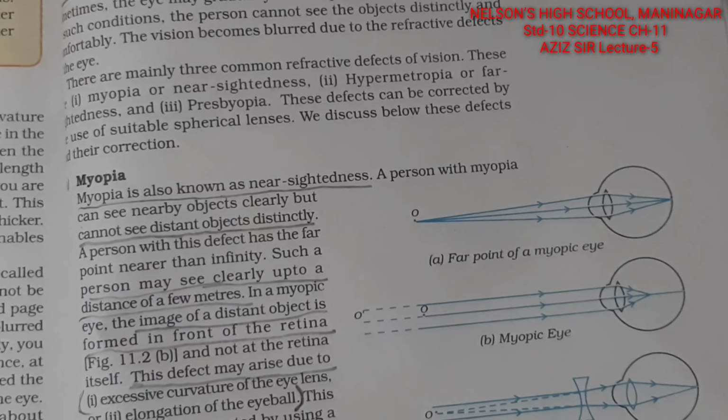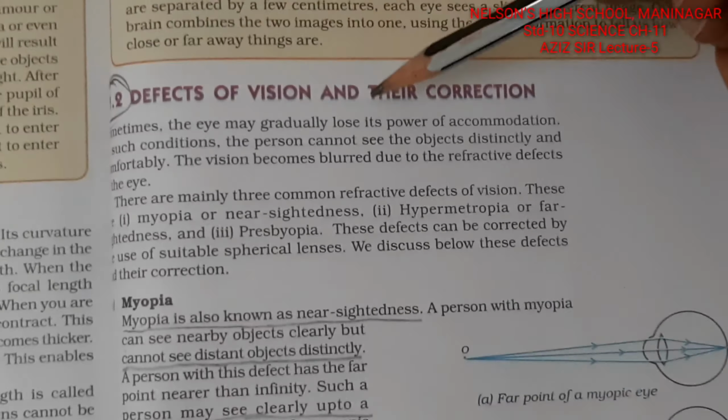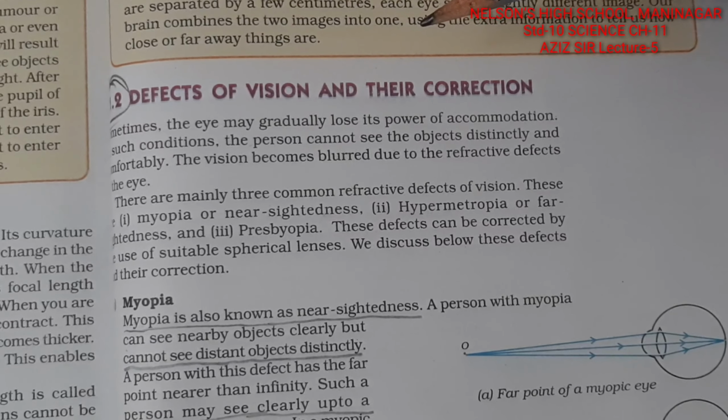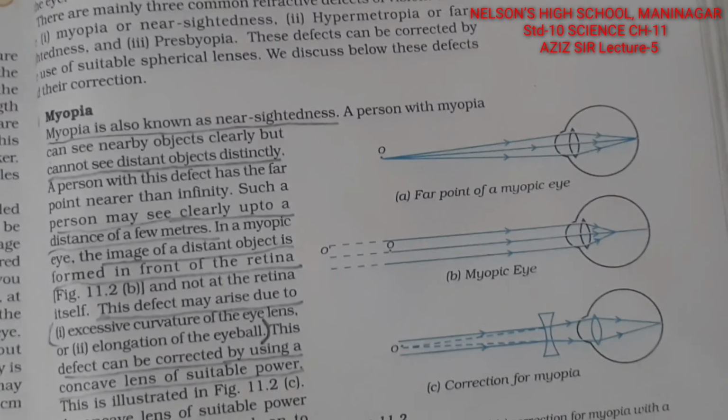Today's topic, we are going to learn the defects of vision of the eye and their corrections. There are three types of problems that generally occur in the eye. First is myopia, second is hypermetropia, and third is presbyopia. First we will take myopia.